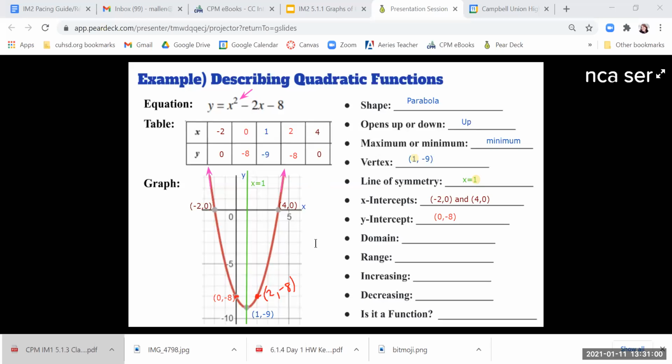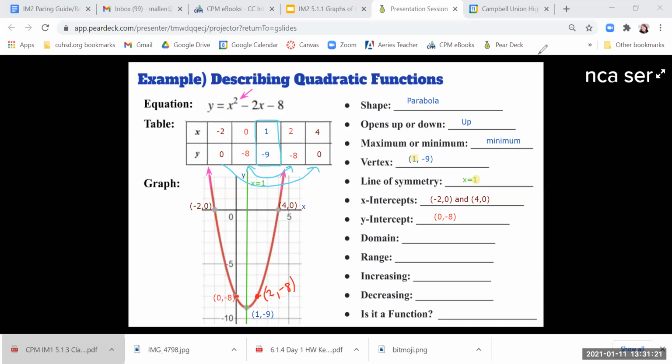So you can see now there's a pattern in our table. You can see how we have the vertex right in the middle as a sort of pivot point. And then we have -8 and -8 on either side, and then 0 and 0 on either side. Like it's symmetrical on either side.